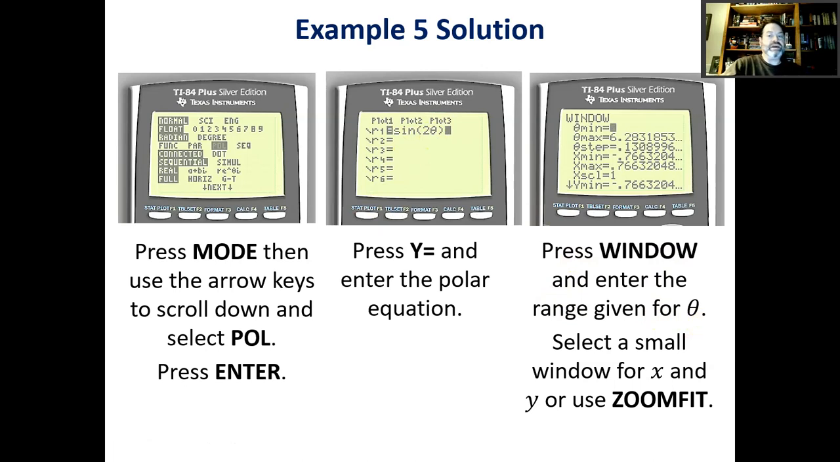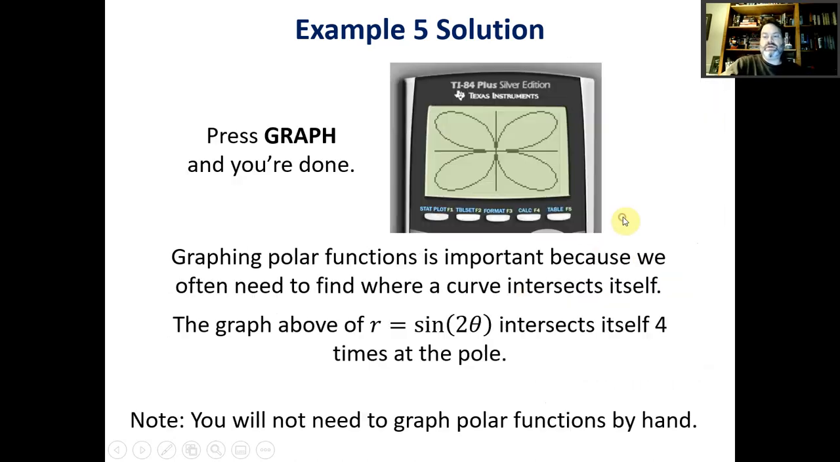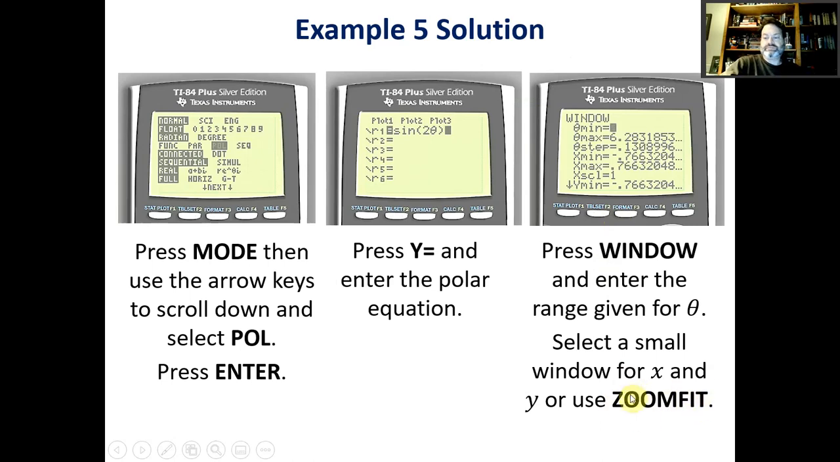For this problem, theta is not given. If theta is not given, you really don't know what to type in. So I just did 0 to 2 pi. The only time you can make a mistake with theta max is if it's not big enough. So if your graph doesn't look complete, make theta max bigger. Put in 4 pi or 6 pi or something. Then you can go to zoom, go down to zoom fit, and it fits it real nice, and you get this.